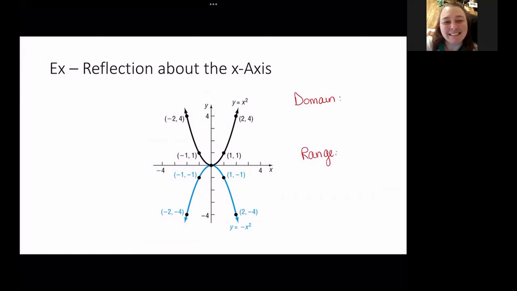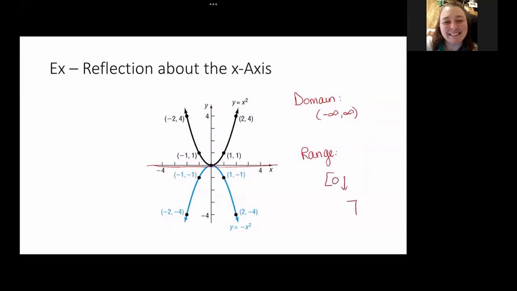So our domain is all real numbers, so minus infinity to infinity. And now our range is going to be from 0 below, right? So now we have to put 0 on this side. Minus infinity to 0, because you're actually going from minus infinity to 0.